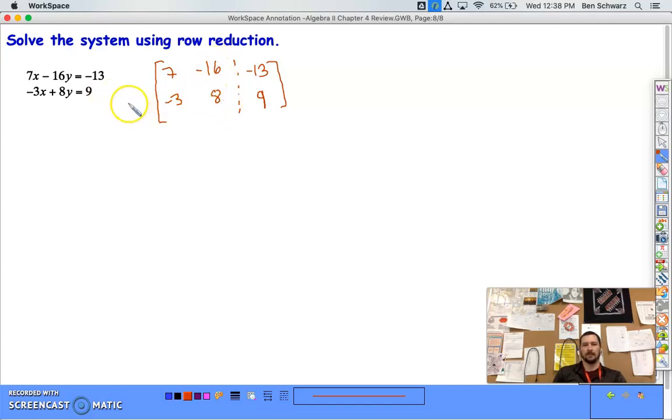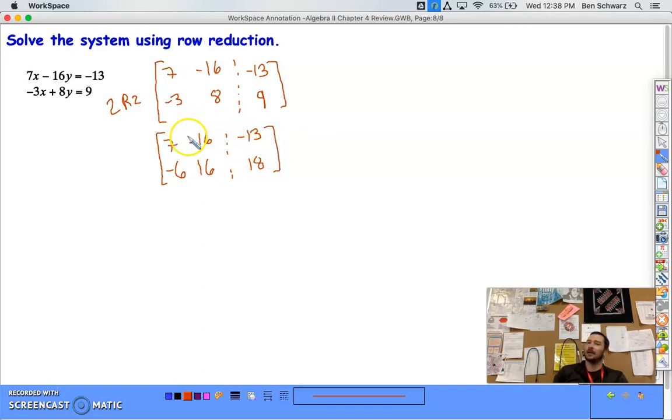So first step, what we're going to do here, not that you have to do it this way, this is just the quickest way to start. So we're going to do 2 times row 2. So we leave row 1 alone, 7, -16, and -13. And then times everything by 2 down here, so -6, 16, and 18.